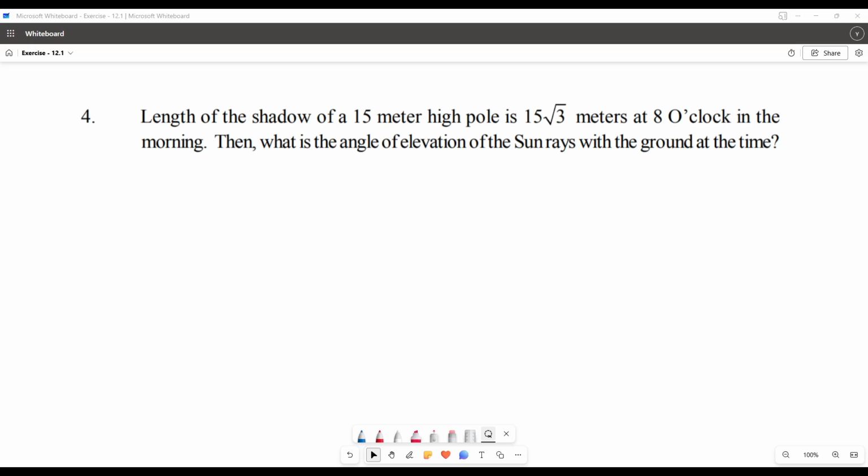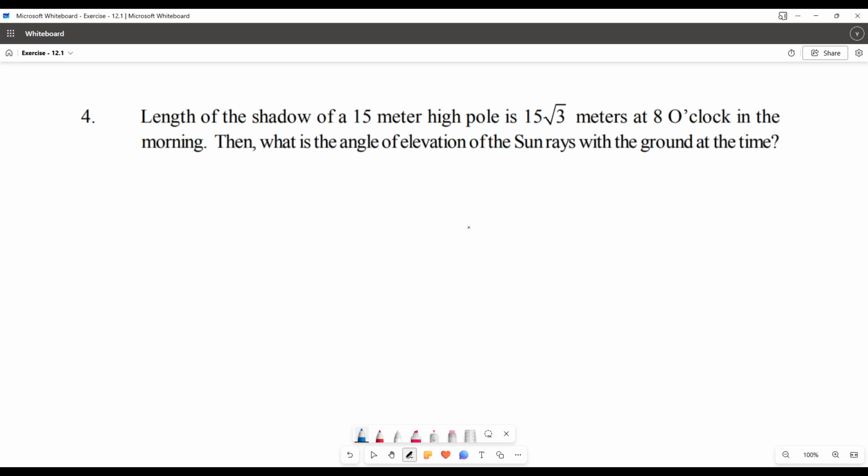Today we have the fourth question of exercise 12.1. So it says the length of the shadow of a 15-meter high pole is 15 root 3 meters at 8 o'clock in the morning. Then what is the angle of elevation of the sun rays with the ground at that time? So let's draw a diagram.